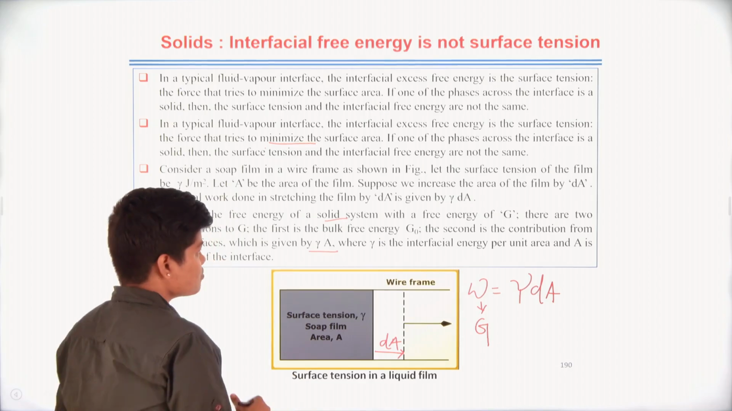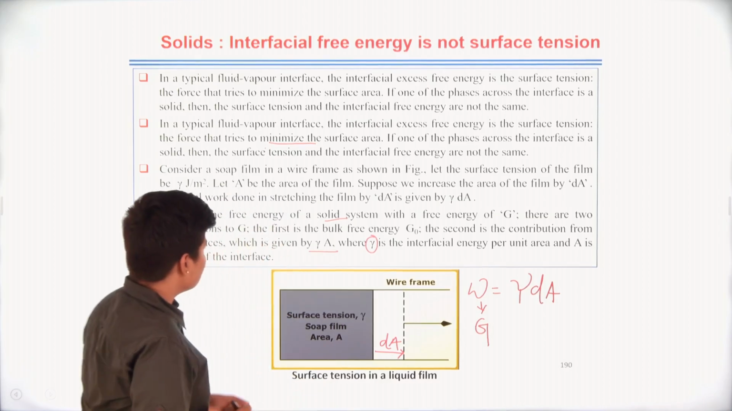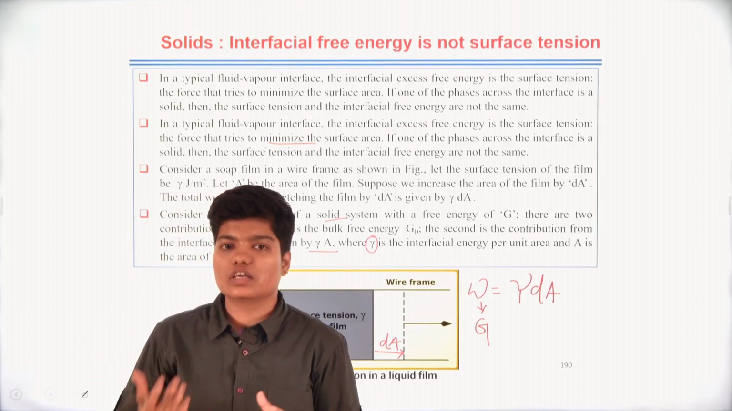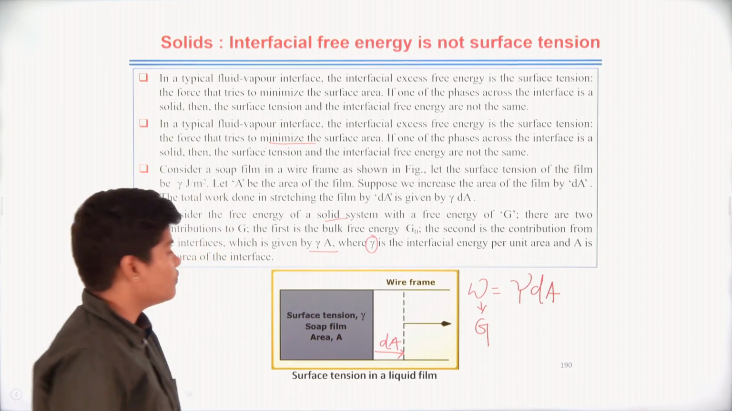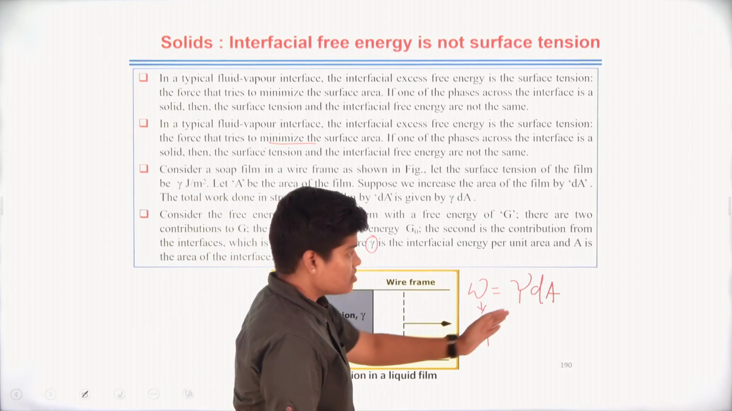Here we cannot say that gamma is the surface tension, because in the case of a solid, the surface tension and the interfacial energy are not the same. But in the case of a fluid and vapor interface, the surface tension and the energy are the same.